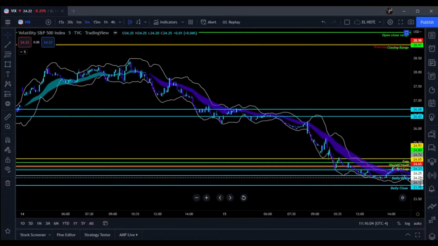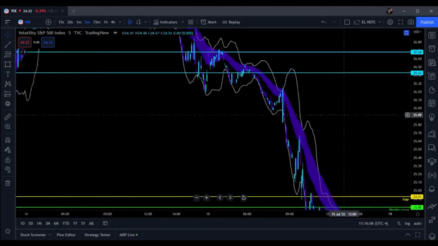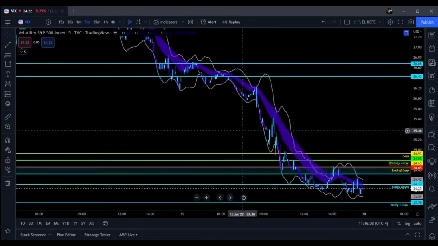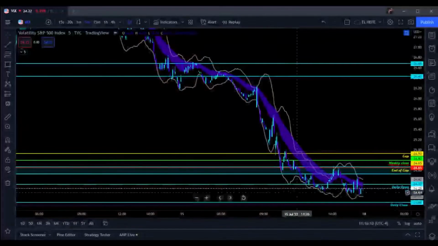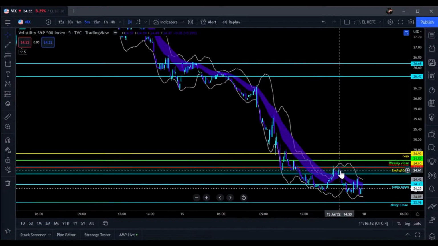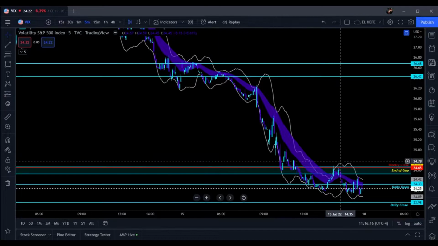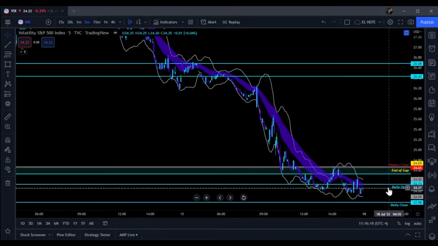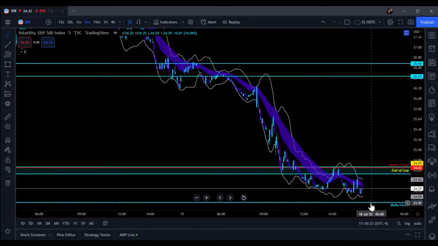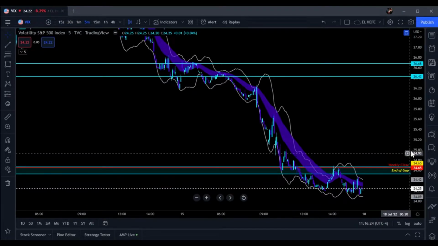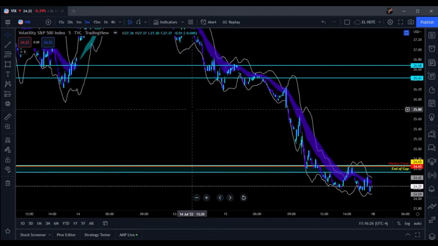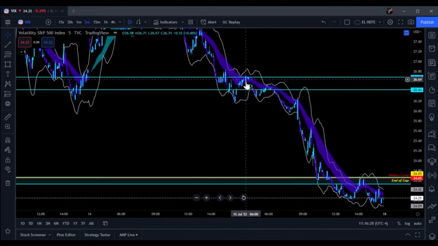Let me get rid of these. I swear to you, I don't know why in the hell all my stuff got moved. Anyhow, that was our range. We'd already said it, the open and close, whatever.